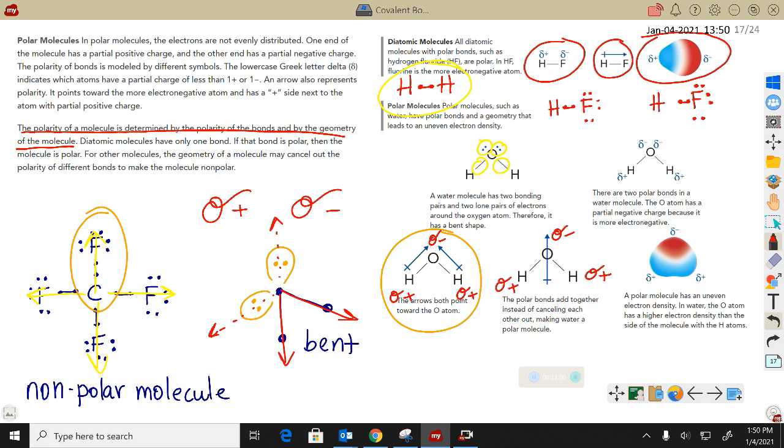That's not what's going to happen in a bent structure. I don't have an equal arrangement around the center. I don't have equal poles at equal angles. And so you're left with a shape then that will have a region of positive charge and negative charge. That, my friends, is a polar molecule.